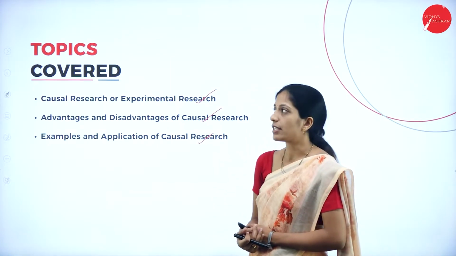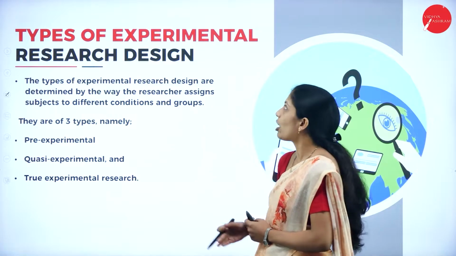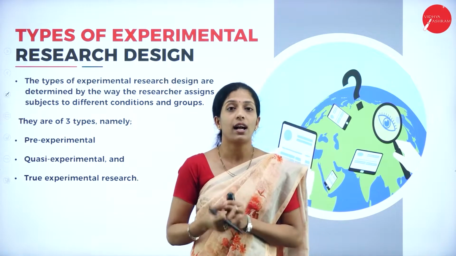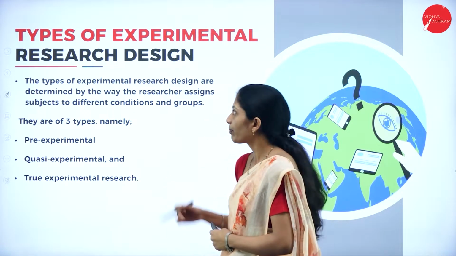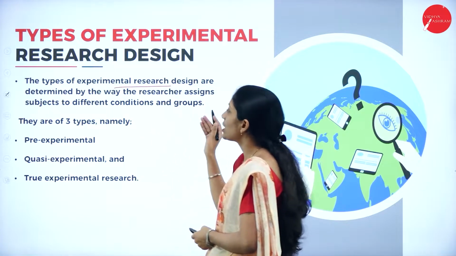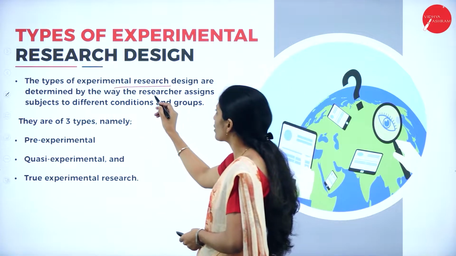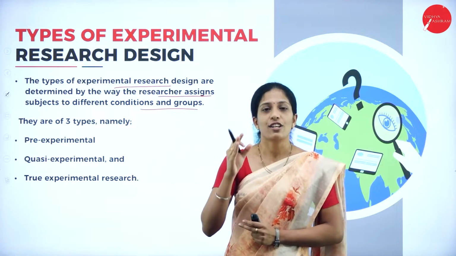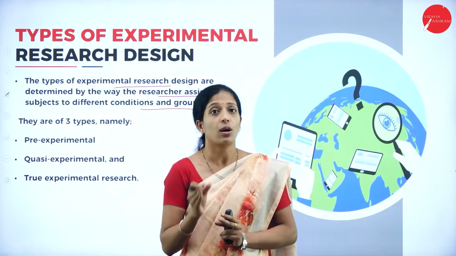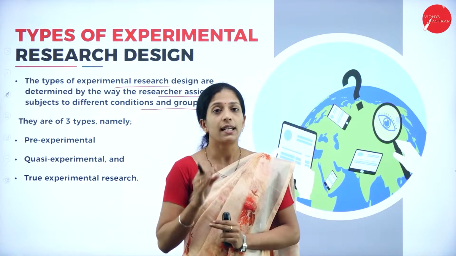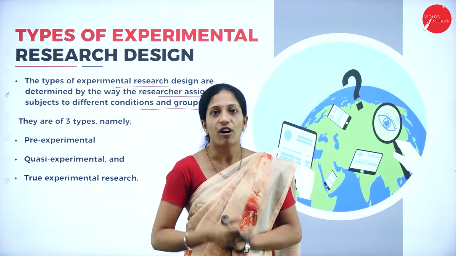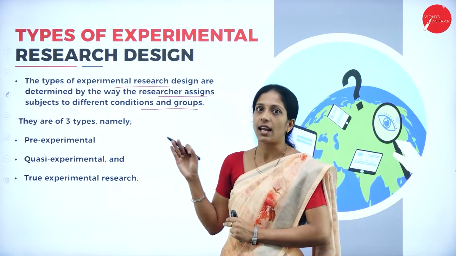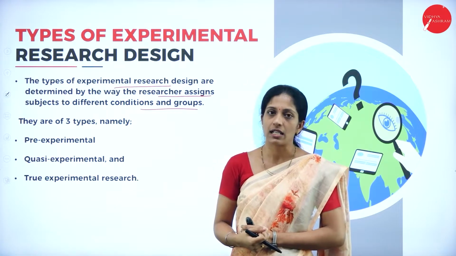In today's session, we shall continue with a few more topics, that is, types of experimental research design. So what are the various types included under experimental research design? The types are determined by the way the researcher assigns subjects to different conditions and groups. He does not have to follow the same procedure every time. It depends upon the researcher, on what type of information he is going to collect and what the topic is. Depending upon that, he will select the type of experimental research design.